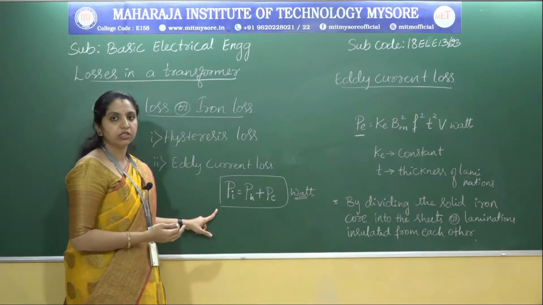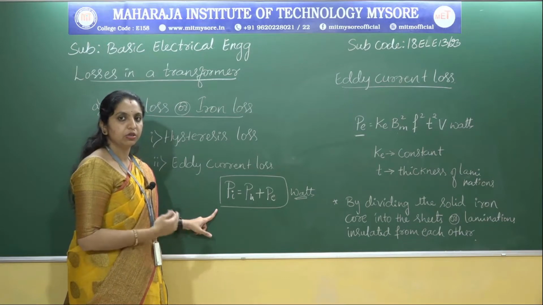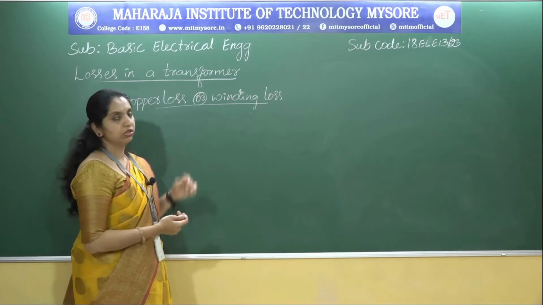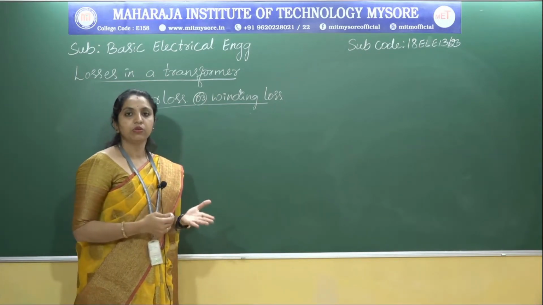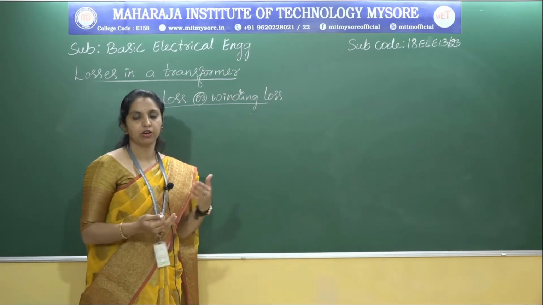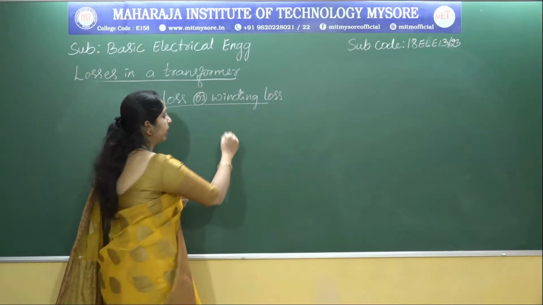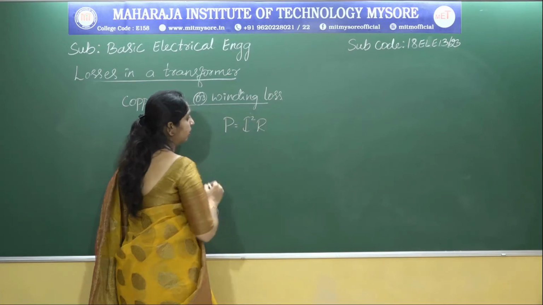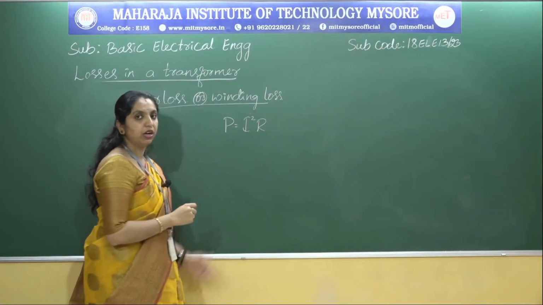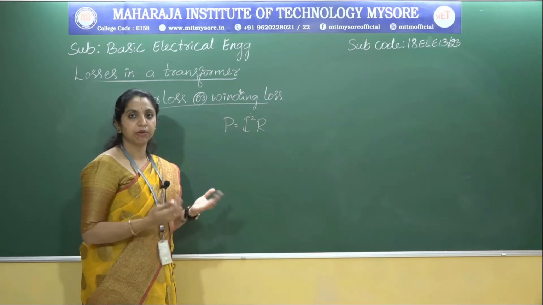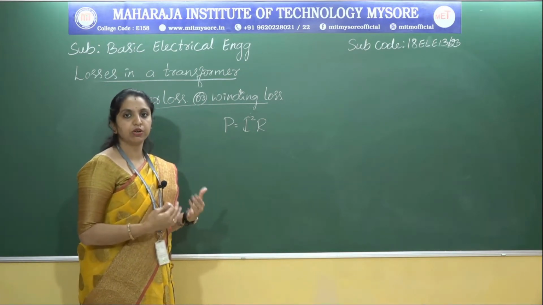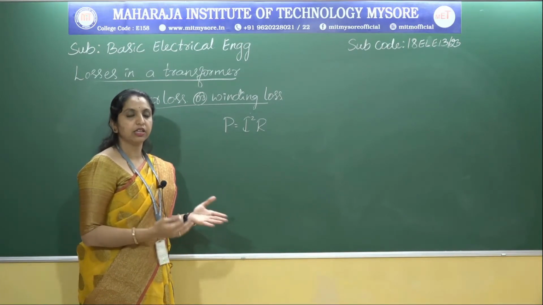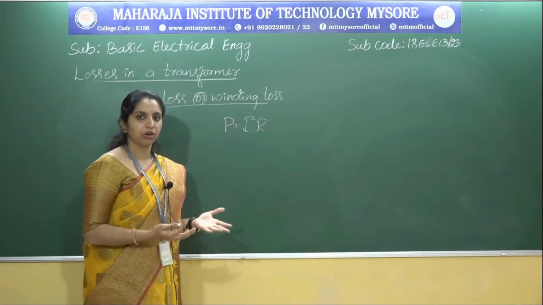Now what is the next loss? That is the winding loss, which we also call copper loss. In the winding, we know that the winding carries a current, or the current passes through the winding. So how do we express the power? Power is I square into R, isn't it? So the power is wasted because of the resistance we use at the primary as well as at the secondary. That is nothing but copper loss.